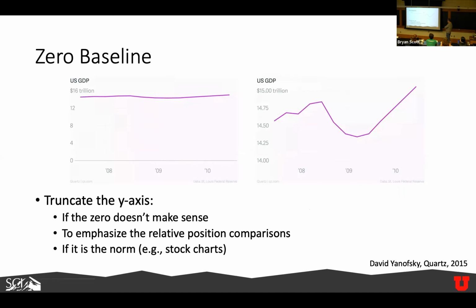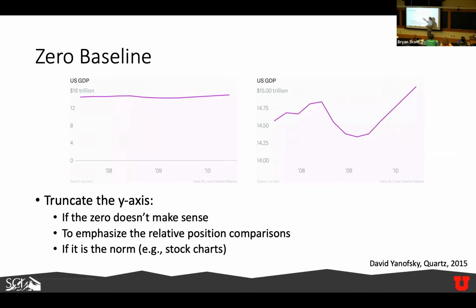You can also think about truncating the y-axis or using a non-zero baseline if 0 doesn't make sense. So just in the context of what you're talking about, 0 doesn't make sense. If you want to emphasize relative positions of things, or if it's just the normal thing to do. So in a stock chart, if the normal thing is to not show 0 as a baseline, then you don't show 0 as a baseline, if people are used to that practice. What you don't want to do is break the norm whenever possible. That's what that stand your ground visualization did. It broke the norm, and so it made it difficult to interpret.